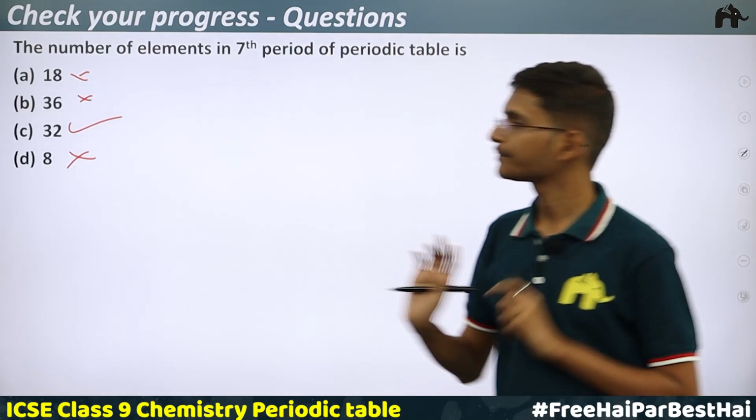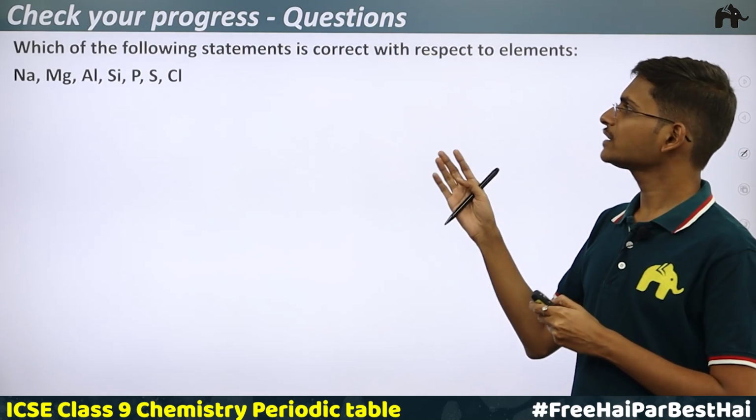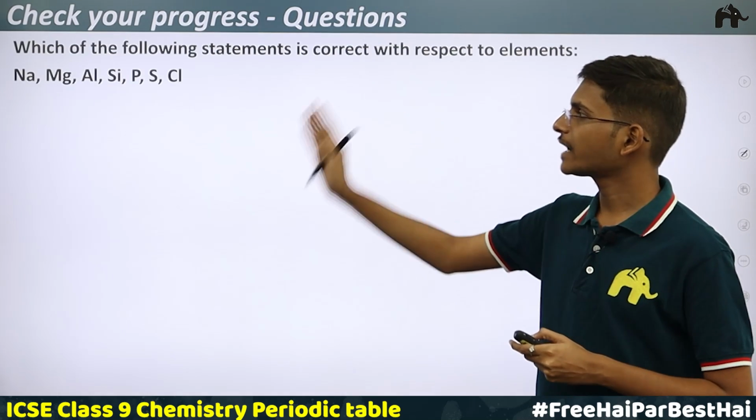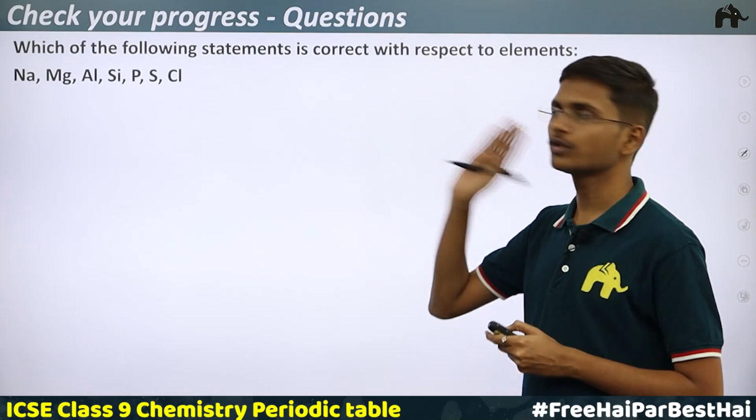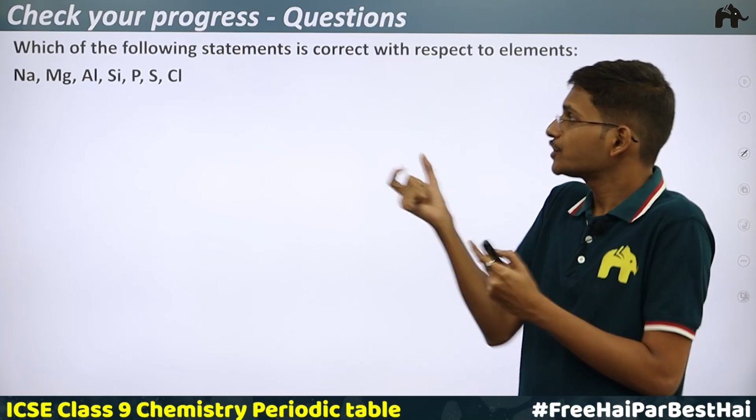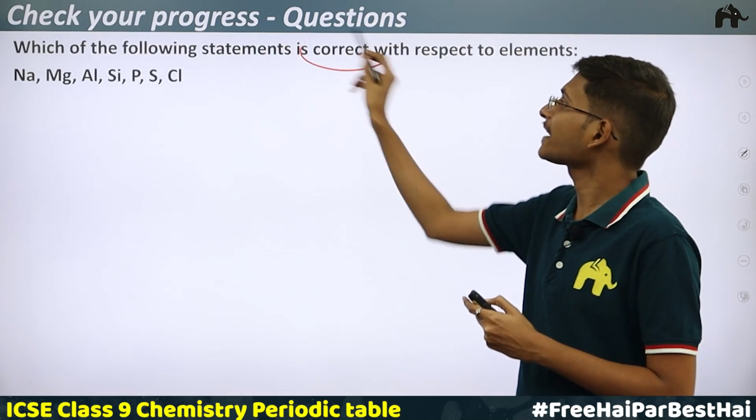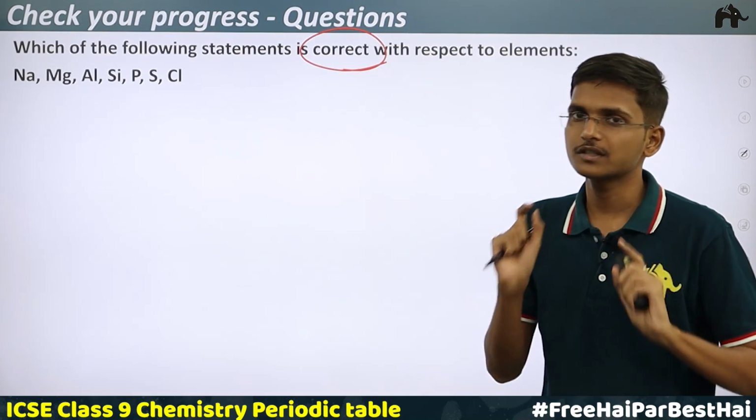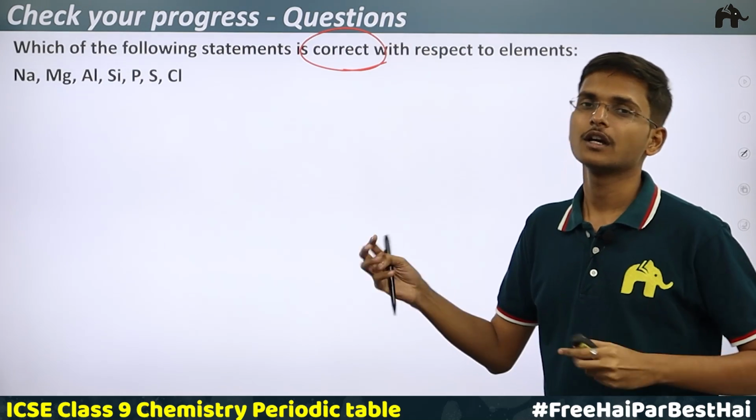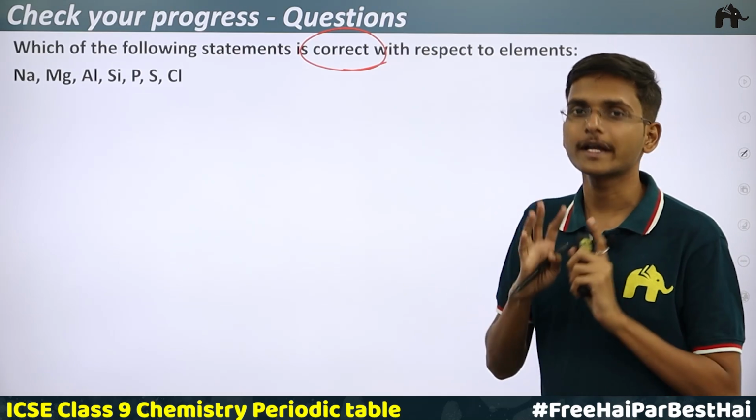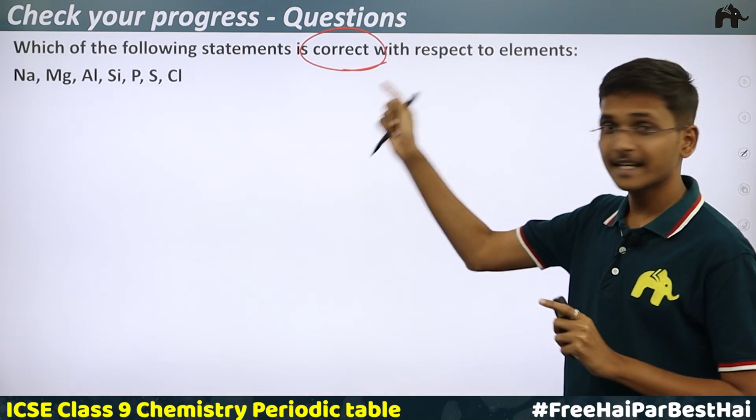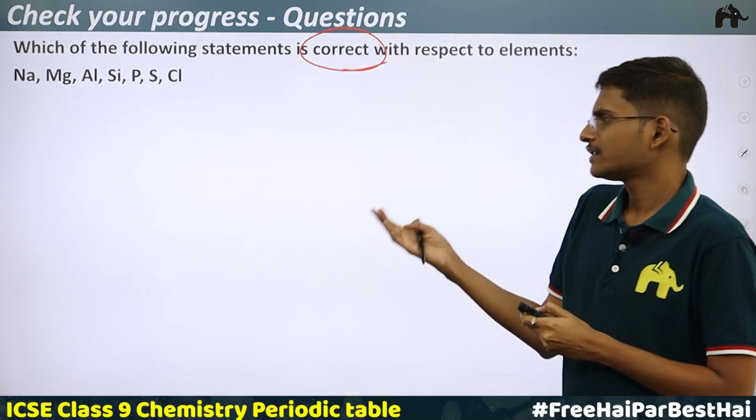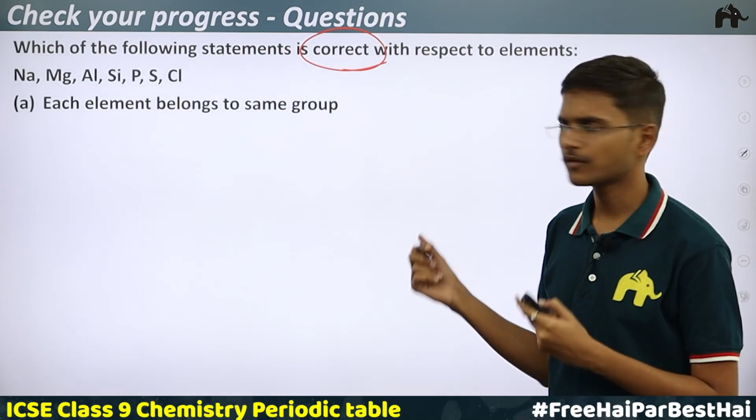Moving ahead, which of the following statements is correct with respect to the elements sodium, magnesium, aluminium, silicon, phosphorus, sulfur, chlorine? So we have to see which statement is correct. Just keep your brain calm and read the question first with calmness, otherwise you would end up getting the wrong answers. Let's see the statements and decide which is correct.